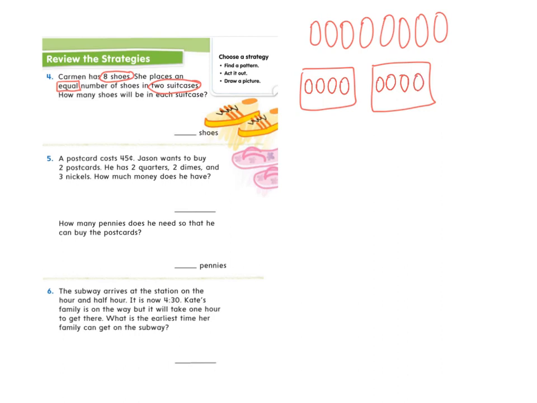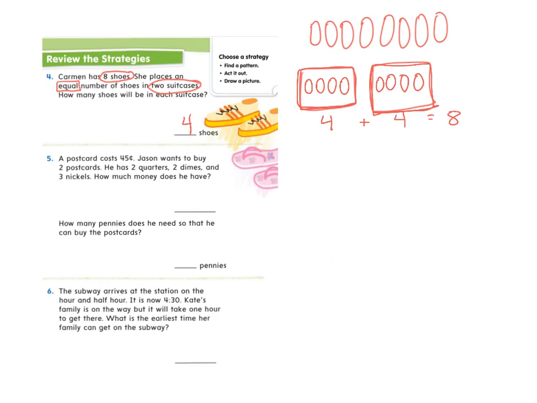How many are in this suitcase? 4. How many are in this suitcase? 4. Does 4 plus 4 equal 8? Yes, it does. So there are 4 shoes in each suitcase. So in this suitcase, there's 4, and in this suitcase, there's 4. And we have an equal number, meaning we have the same amount.